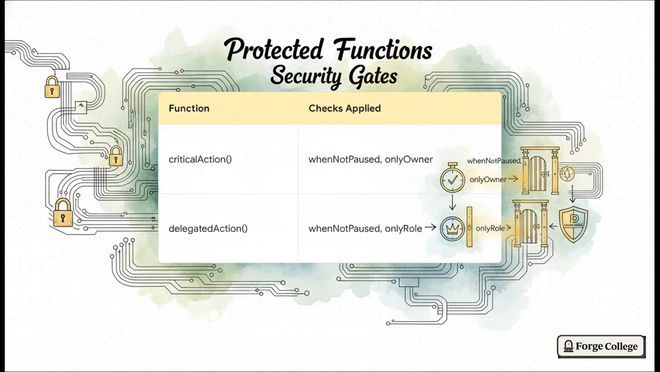Take a look at this beautifully clean schematic. It maps our protected functions to their strategically applied security gates. A critical action requires you to pass the whenNotPaused gate and then immediately pass the onlyOwner gate. Meanwhile, a delegated action passes the whenNotPaused gate, but then only needs the onlyRole check for that PAUSER role. It's neat, it's sequential, and for sure, it is highly secure.